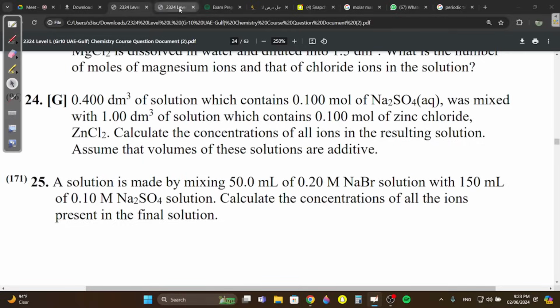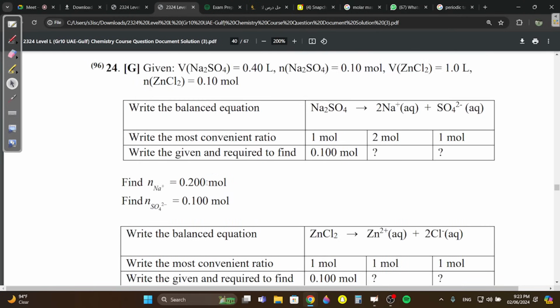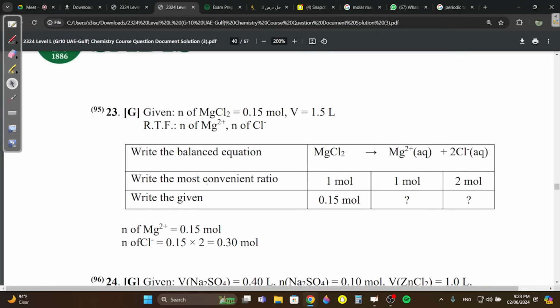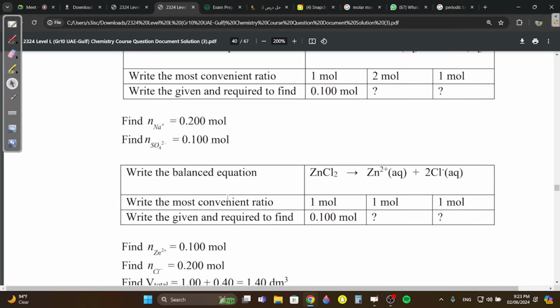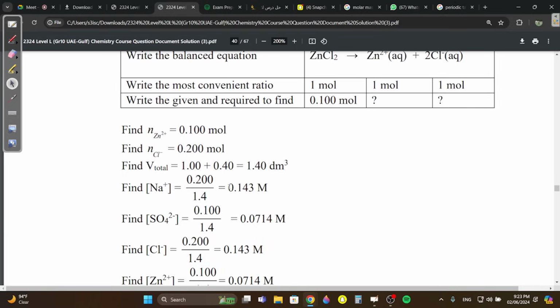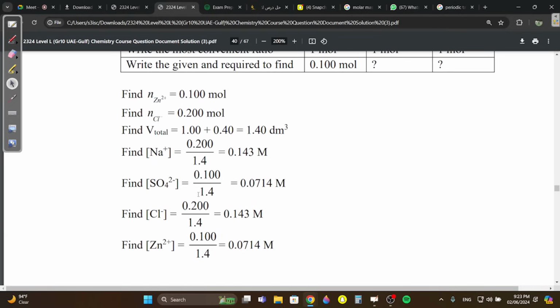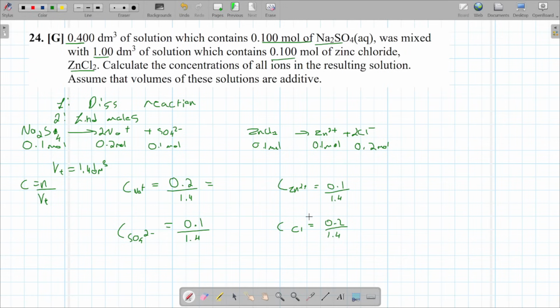I don't have a calculator. Yes, you get this. It's the same thing we got. Just do it on a calculator.